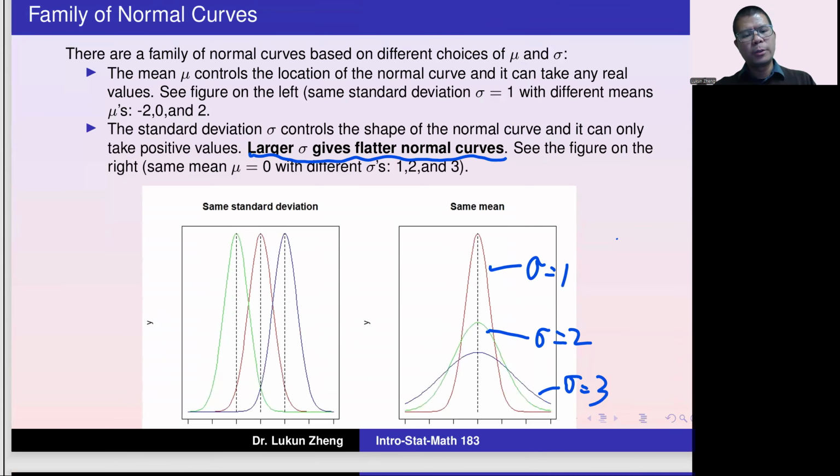We have families of normal curves. Shifts are controlled by the mean, the location parameter. The shape is controlled by sigma.